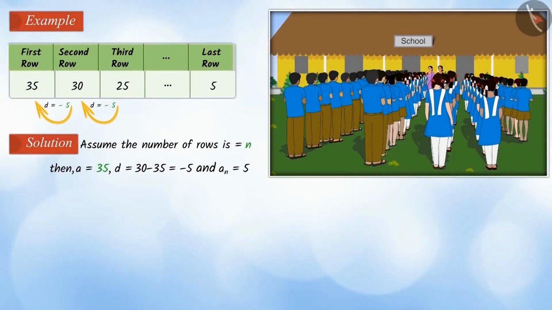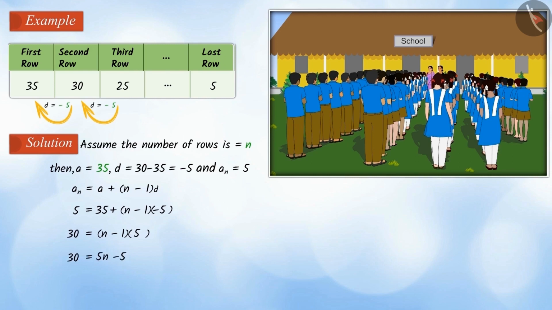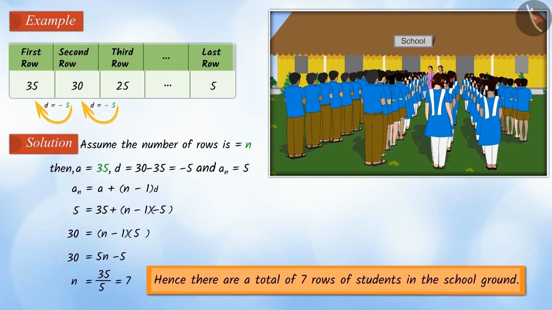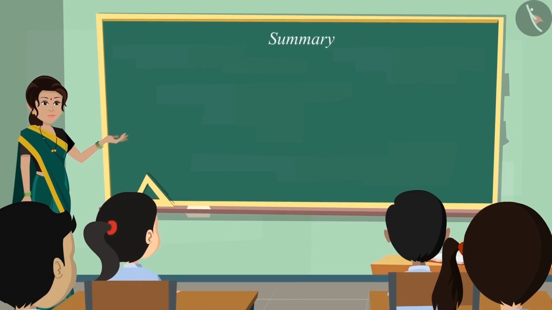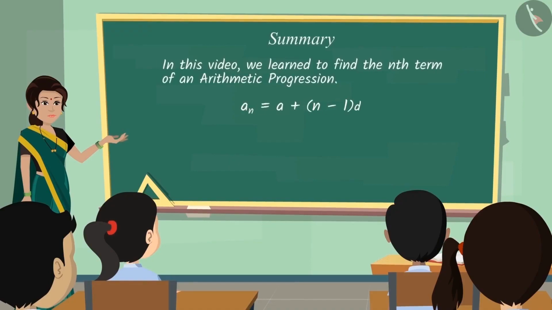Well done! Looking at the pattern formed above, using the general form of AP, we can solve the problem and obtain the value of n to be equal to 7. Hence, there are a total of 7 rows of students in the school ground. Today in this video, we learned to find the nth term of an AP. In the next video, we will see some examples related to this concept.